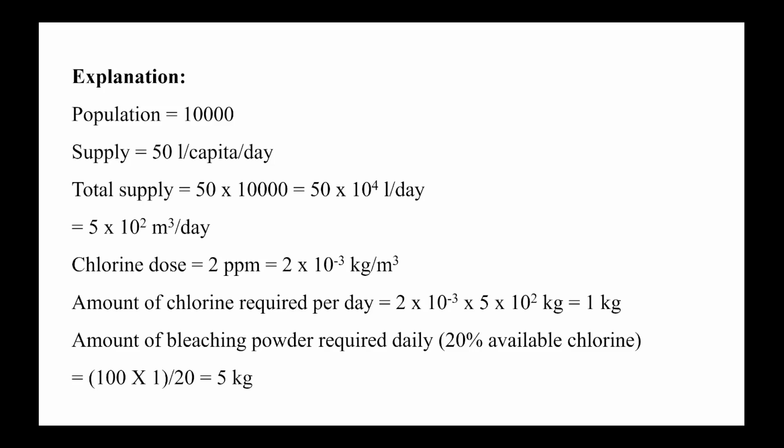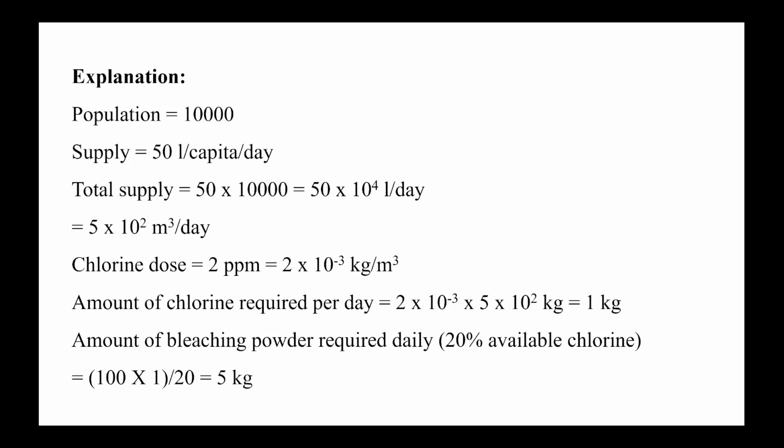Okay, that would be the amount of chlorine required per day, because chlorine dose is basically defined as how much chlorine is required per unit volume, not area, per unit volume. Now you have the total volume of water required in 1 day. So what would be the amount of chlorine required in 1 day? That would be chlorine dose multiplied by the total amount of water. So it comes around 1 kg, right? So 1 kg of chlorine is required.